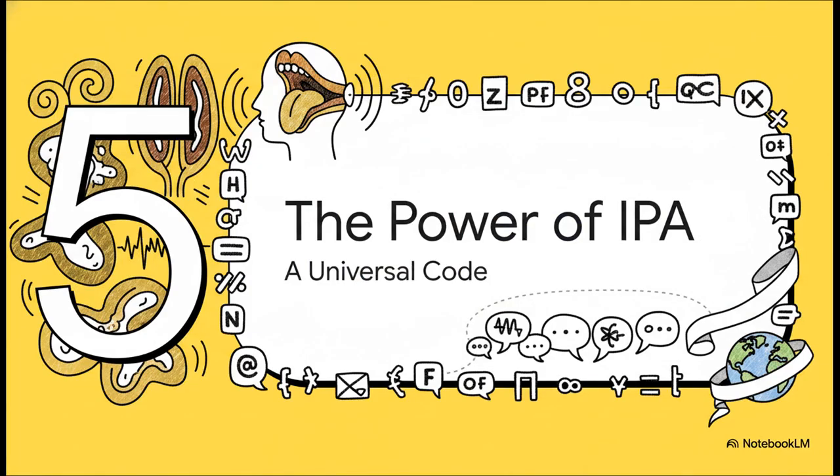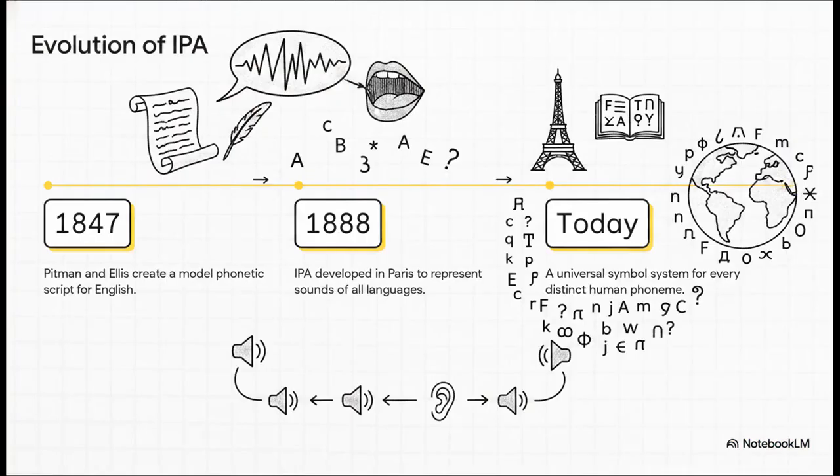Okay, part 5, the power of the IPA. So with all these different places of articulation, manners, and tongue heights, human beings can produce a staggering variety of sounds. To standardize this incredible biological variety, linguists realized they needed a universal code. Because let's face it, the problem with standard alphabets, especially in English, is that spelling is notoriously inconsistent. One letter can make many sounds, and many letters can make just one sound.